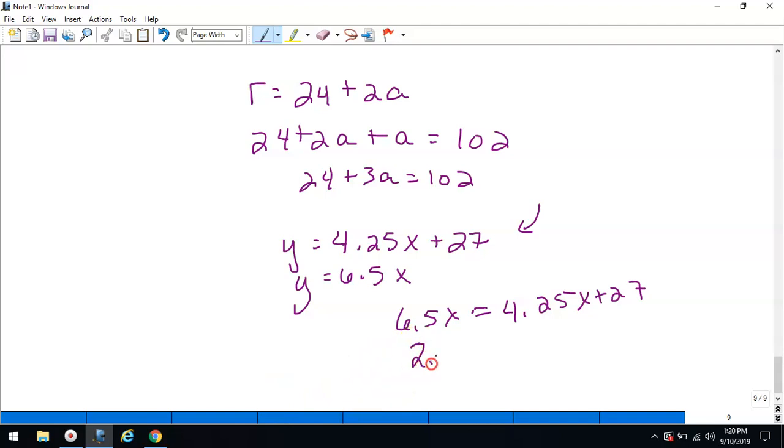So 2.25x is equal to 27. If we divide 27 by 2.25, we get x is equal to 12. So you must buy 12 subs, or more than 12 subs. If you buy 12 subs, it's the same amount. If you buy more than 12 subs, you are getting a discount with the card.